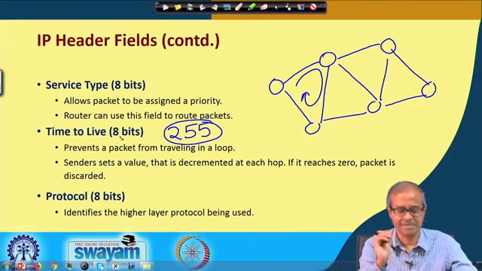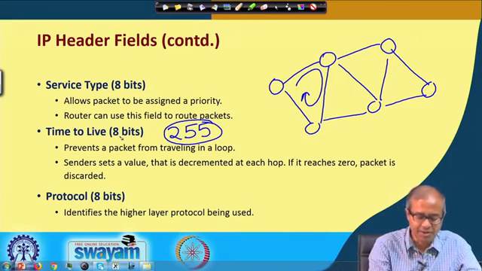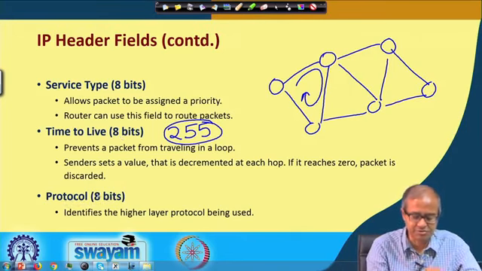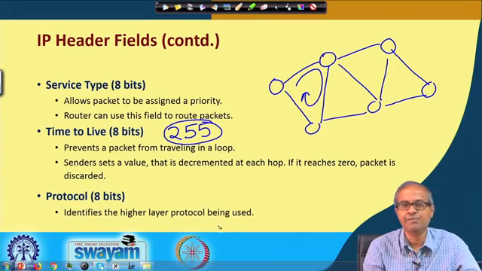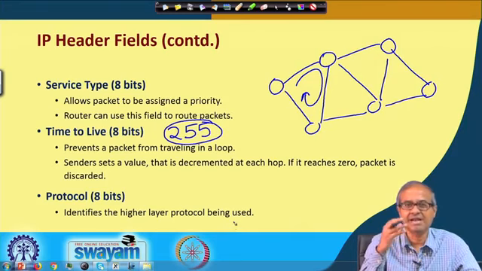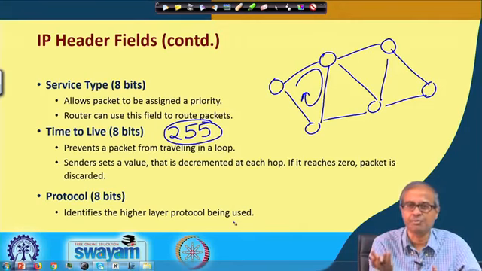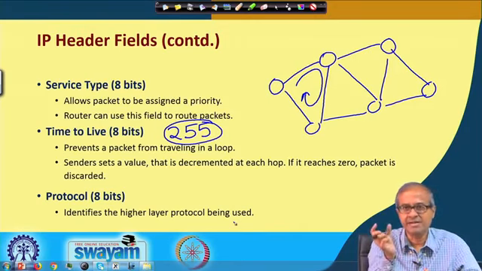Protocol is another field, this is also 8 bits. This will identify which higher layer protocol you are using, like TCP and UDP are the most important protocols. They have an 8-bit code. There are other protocols also. In that case, you will have that particular protocol number in 8 bits, which identifies the high level protocol being used here.